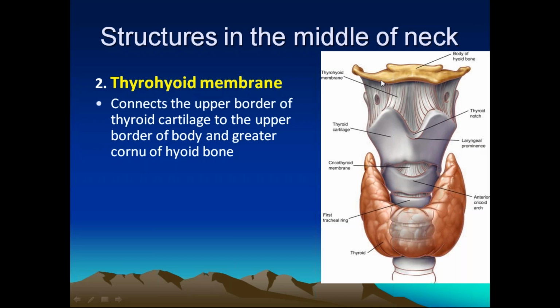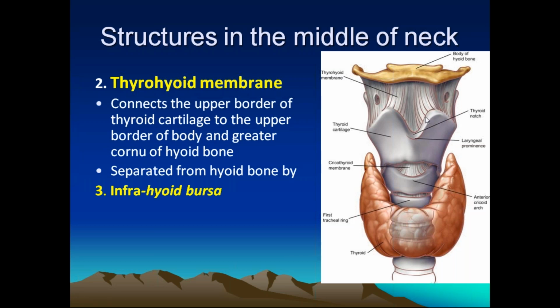Now the thyrohyoid membrane is a membrane which connects the upper border of the thyroid cartilage to the upper border of the body and greater cornu of the hyoid bone. And actually this is separated from the hyoid bone by a bursa that is called subhyoid bursa or infrahyoid bursa, that we cannot see. After removing the membrane only we can see it in the cadaver.